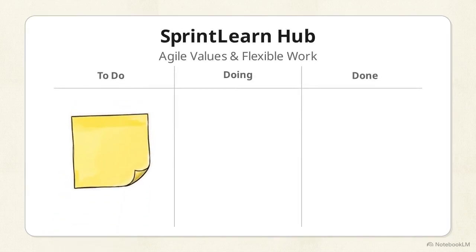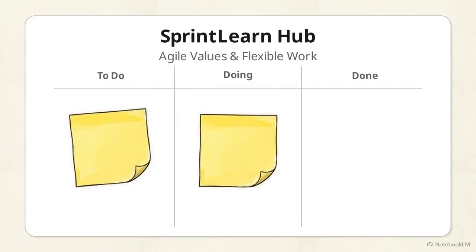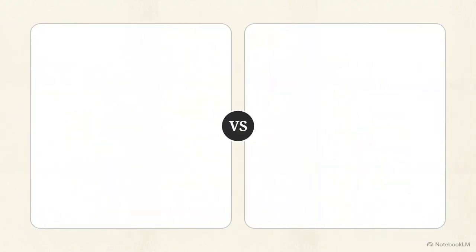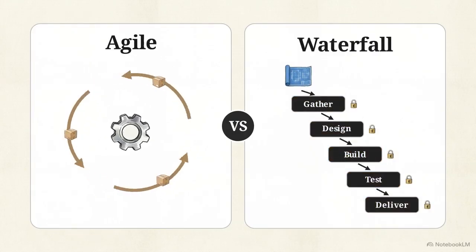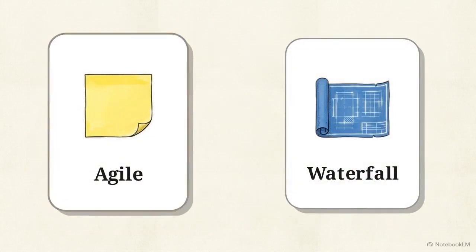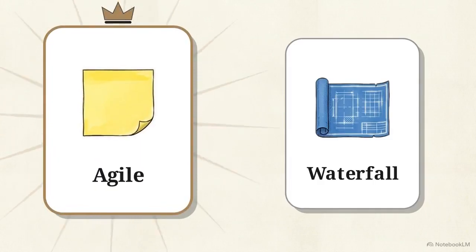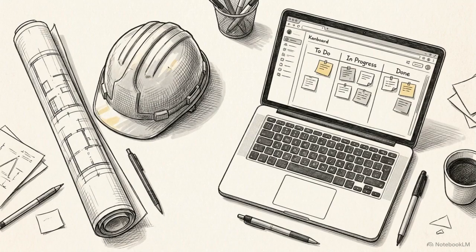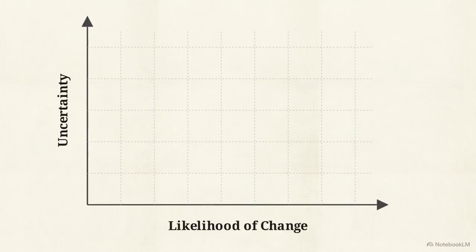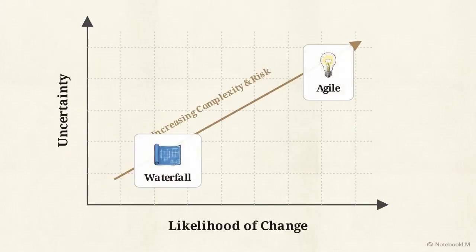We've explored the Agile Manifesto and the values behind flexible work. Now we arrive at a classic project management debate: Agile versus Waterfall. Many beginners assume Agile is the modern, undisputed champion, making traditional methods obsolete. The reality is strictly practical. The right choice depends entirely on the nature of your project. The level of uncertainty and the likelihood of change dictate which framework you should use.